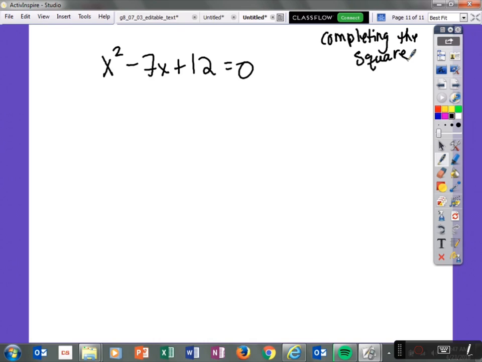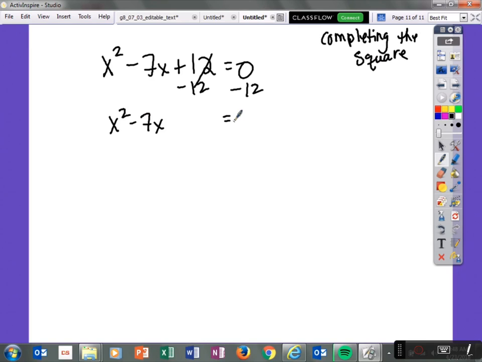First thing we have to do is get rid of the old C, right? What is the old C? 12. How do you get rid of 12? You're gonna minus it. So we've got x squared minus 7x, leave a space, equals 0 minus 12, which is negative 12. Now what do I have to do?